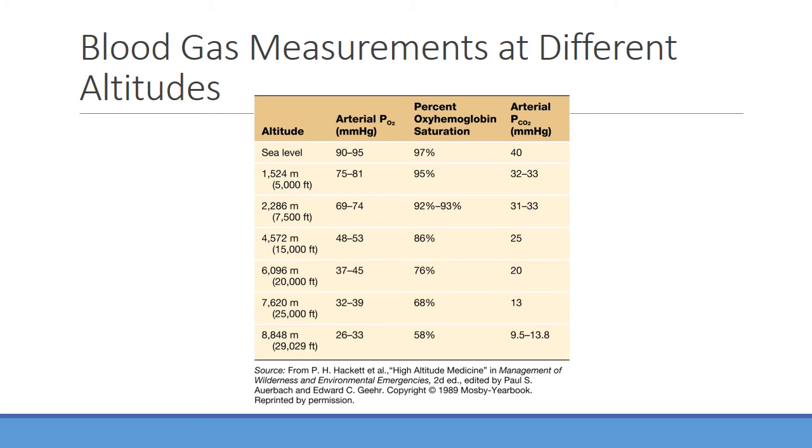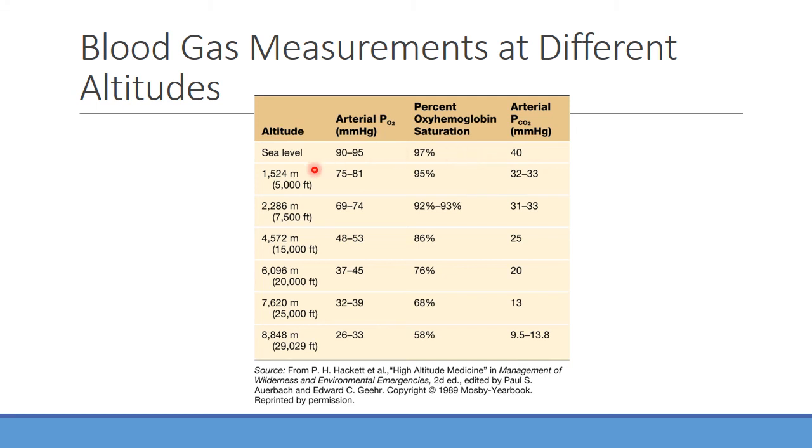And then looking at some of the blood gas measurements at different altitudes, you can see here at sea level, normal arterial PO2 somewhere around the 90 to 100 level here. The percent oxyhemoglobin saturation should be around 97%. And then if you're looking at the arterial PCO2, should be around 40 or so.